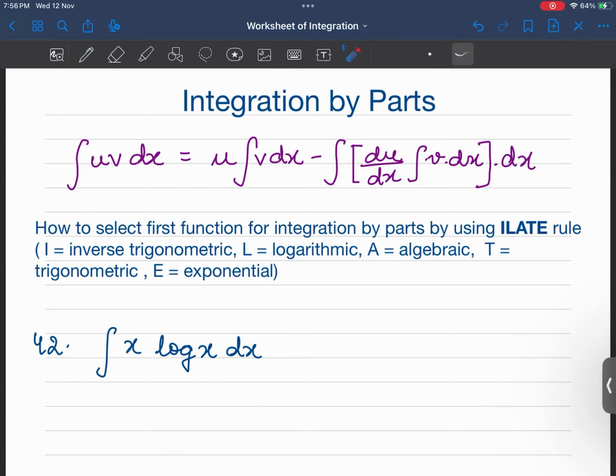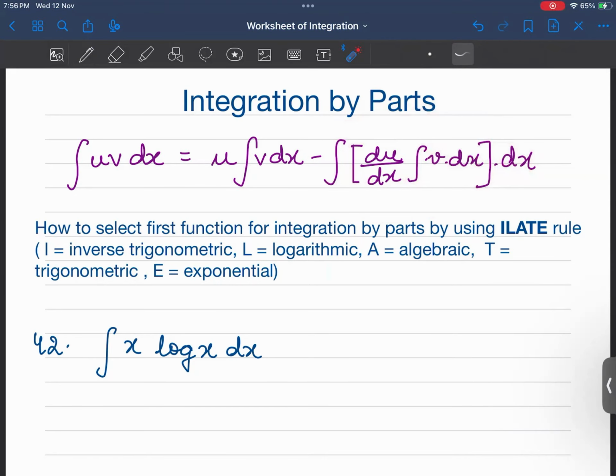how we solve it. If there are two functions in integration, u and v, and we have to integrate them with respect to x, in that case we have a simple formula. First, we keep the first function u, then integrate the second function v with respect to x, minus the integral of the derivative of the first function, du/dx, times the integration of the second function with respect to x, and then the integration of this entire thing.